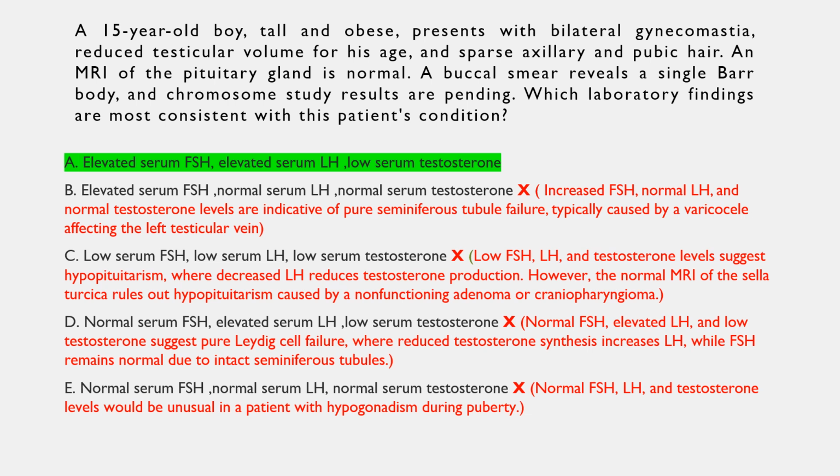Option D is incorrect as a normal FSH, elevated serum LH, and low serum testosterone is consistent with a pure Leydig cell failure. Option E is incorrect as a normal serum FSH, LH, and testosterone would not be expected in a patient with hypogonadism at puberty.